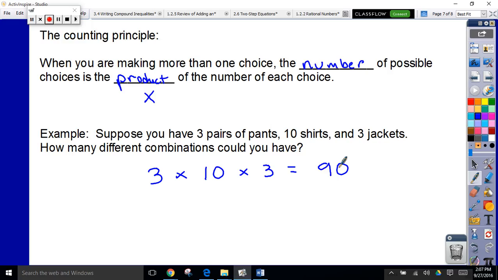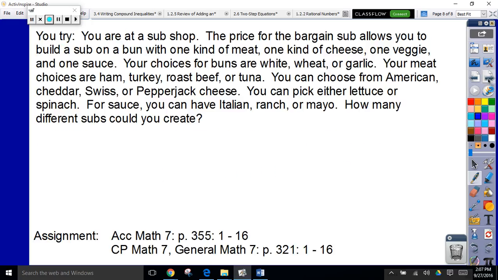Pretty neat. Okay, the last thing that we're going to look at, and we'll just look at this quickly together, you are at a sub shop. The price for the bargain sub allows you to build a sub on a bun with 1 kind of meat, 1 kind of cheese, 1 veggie, and 1 sauce. Your choices for buns are white, wheat, or garlic. So how many buns do we have? 3. So we're going to multiply it times our meat choices. Our meat choices are ham, turkey, roast beef, or tuna. How many was that? 4. So we're going to multiply times 4.